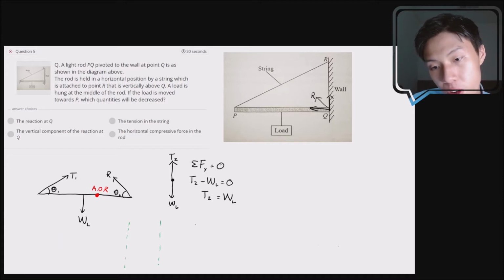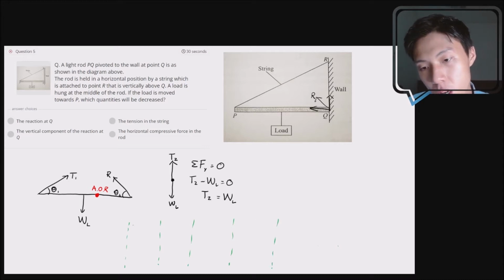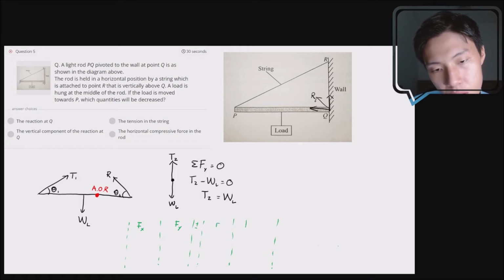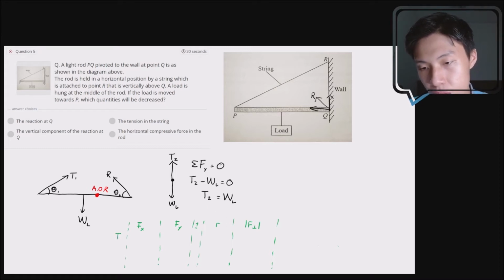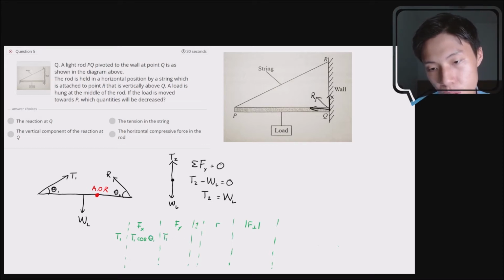Table of 5 columns. So you have your fx, you have your fy, you have your plus minus r and your f perpendicular. Okay, so for tension 1, the fx here will be tension 1 cos theta 1. The fy will be tension 1 sine theta 1.